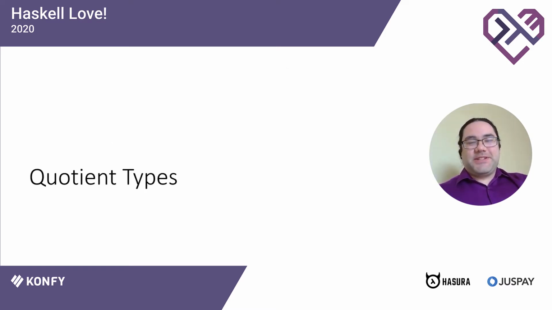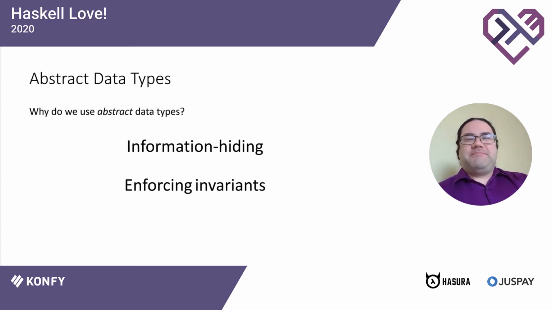So first is quotient types. And before that, I want to talk about why we use abstract data types like Data.Set, or what's another good one? Data.Map would be a good one, or pretty much any abstract data type. The main two reasons are information hiding. So if we want to change the representation of a type, we can just swap out a new representation, and as long as we don't expose these details, we only work against the abstract data type interface. We don't actually have to change any of the code that uses it.